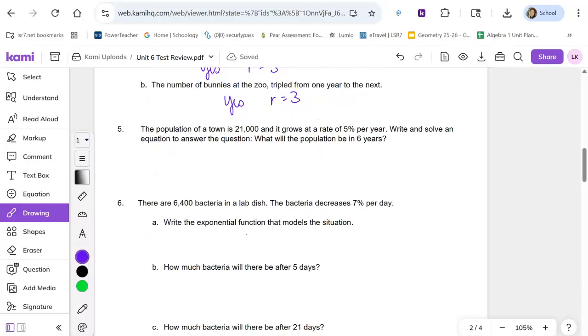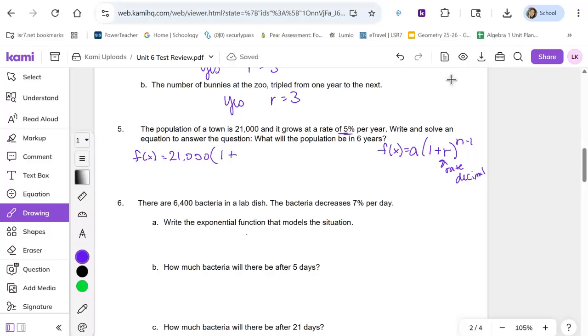Number 5 is exponential growth and decay. The population of a town is 21,000 and it grows at a rate of 5% per year. Write and solve an equation to answer the question. What will the population be in 6 years? So your exponential growth is f of x equals a times 1 plus r to the n minus 1 power. r has to be the rate in decimal.